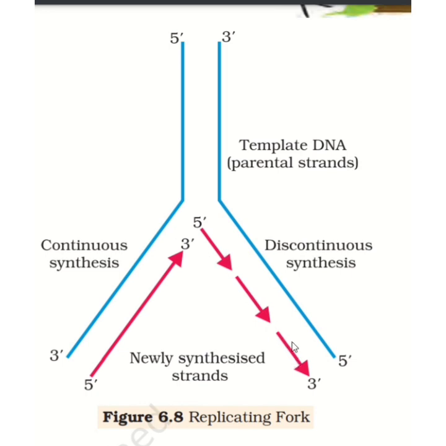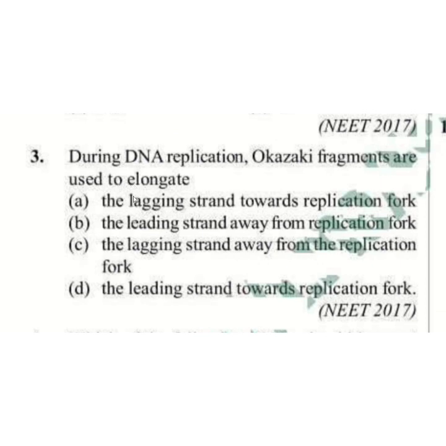These Okazaki fragments move away from the replication fork. Here this is the replication fork. So the lagging strand towards replication fork is wrong, and the leading strand away from replication fork is wrong. Here the answer is option C, the lagging strand away from replication fork.